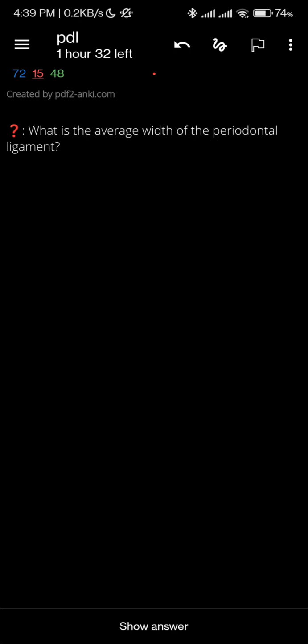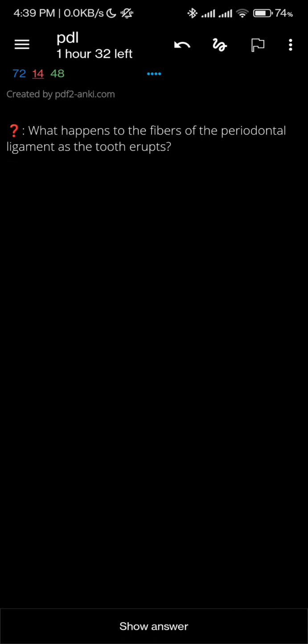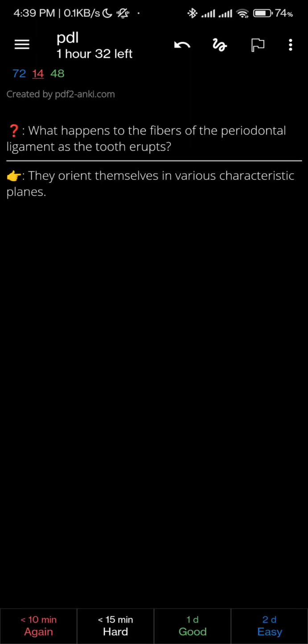What is the average width of the periodontal ligament? 0.15 to 0.38 millimeter. What happens to the fibers of the periodontal ligament? They orient themselves in various characteristic planes. What is collagen? Collagen is a high molecular weight protein to which a small number of sugars are attached.